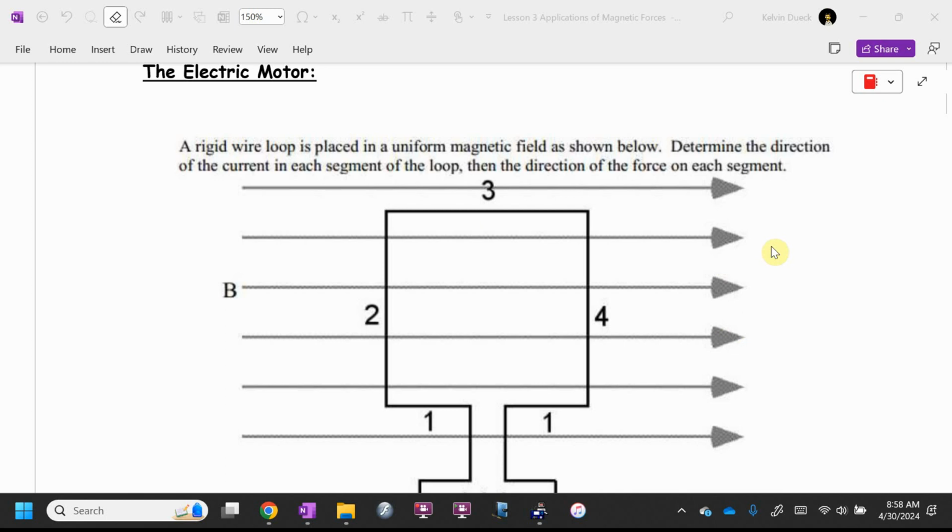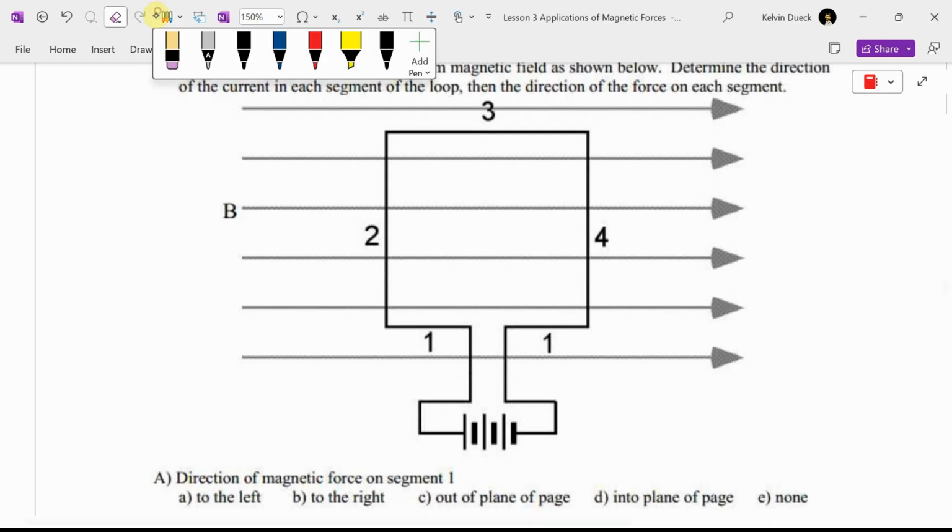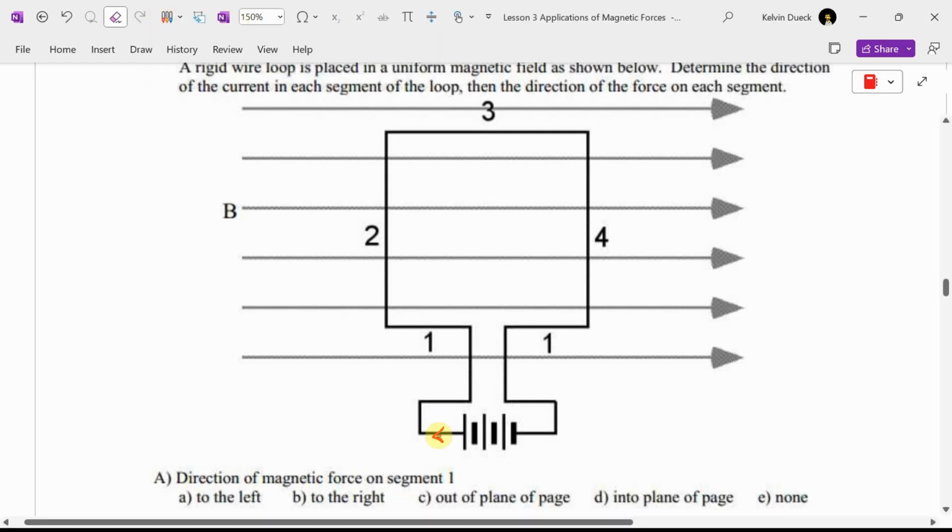So let's analyze this. First of all, let's look at this picture very carefully. I guess the current is going this way. And it looks like in section 1 it's going that way, in section 2 it's going that way. Draw this in, please. Section 3, section 4, back to section 1.